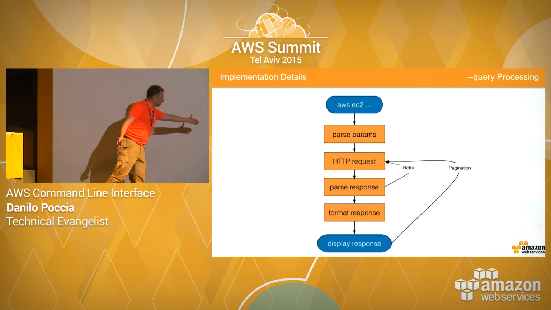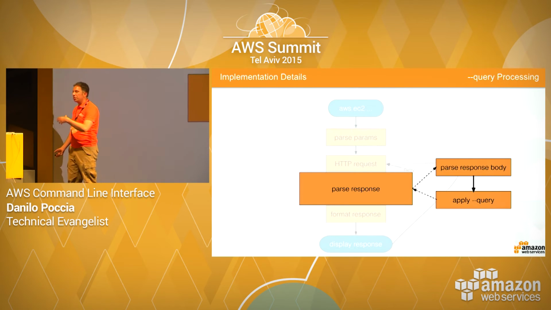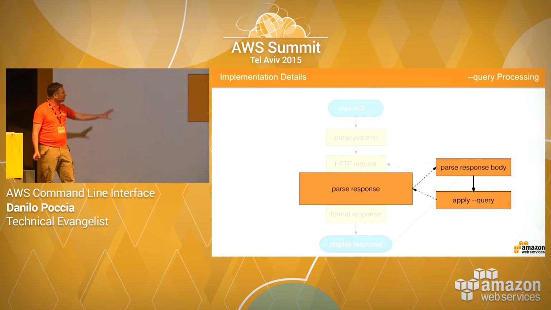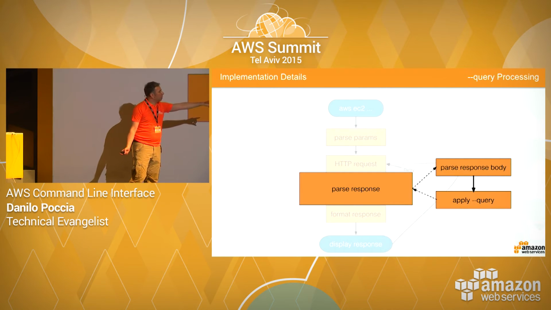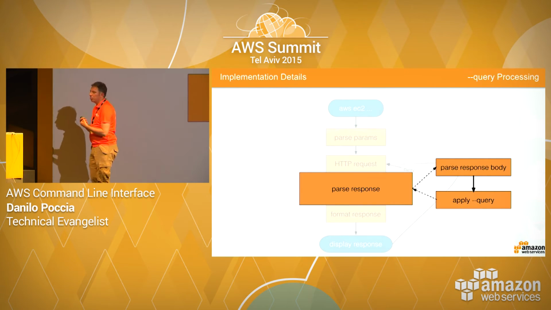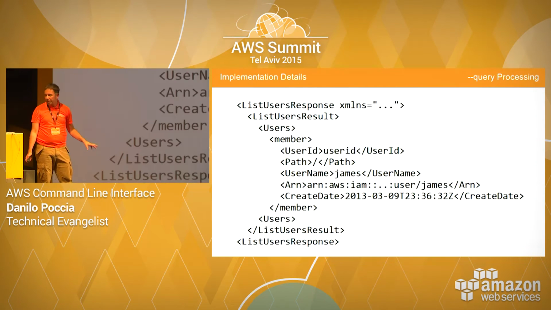So the format response is the step that will decide if you want to go with text, with JSON, with table format. But the parse response, in this part we apply the query parameter. So when we parse the response from the service, we will apply the query so that you only get the subset of the data that you ask. And this is an example.